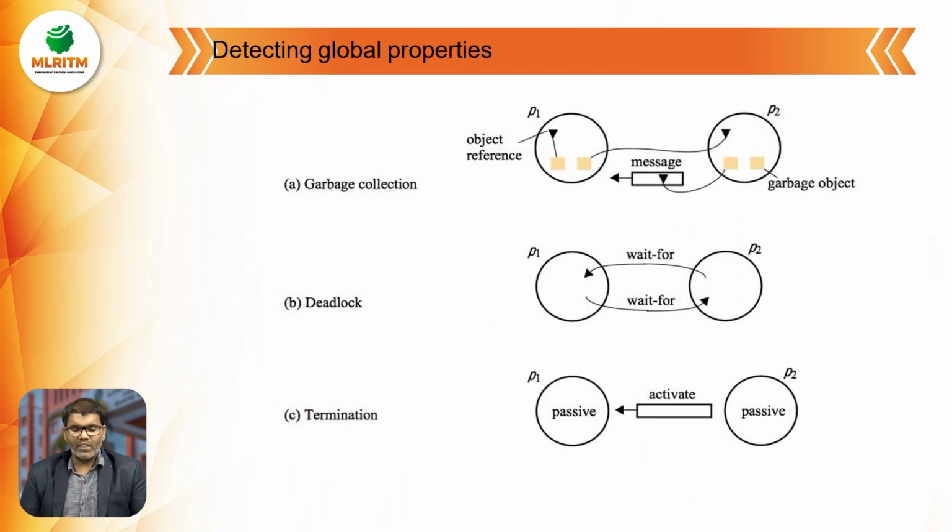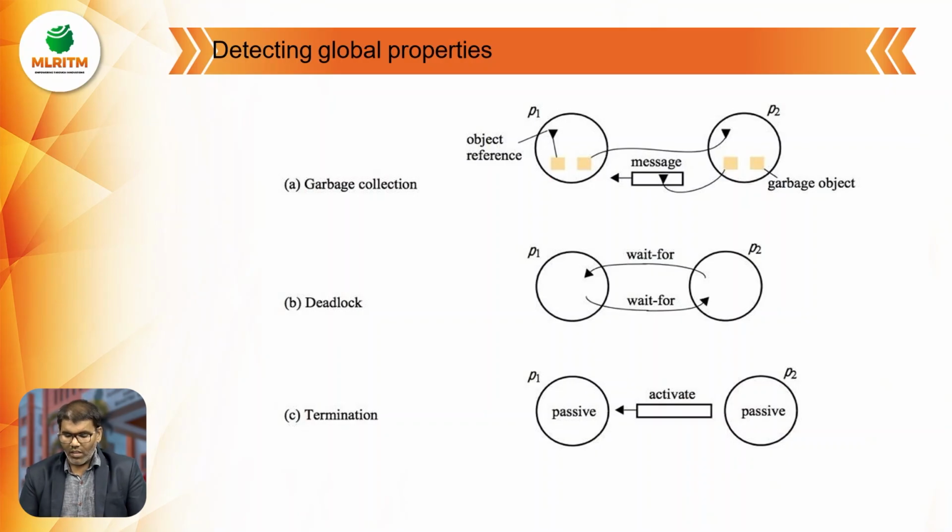Next one, detecting the global properties. Here we are having 3 properties, that is garbage collection, deadlock and termination. Garbage collection: here we are having the 2 objects in process 1 and process 2. In that we are taking the reference to 2 objects, and in process P2 we are also taking the garbage objects. So here from process P1 we are sending the message to process P2, and process P2 is responding with the message to process P1.